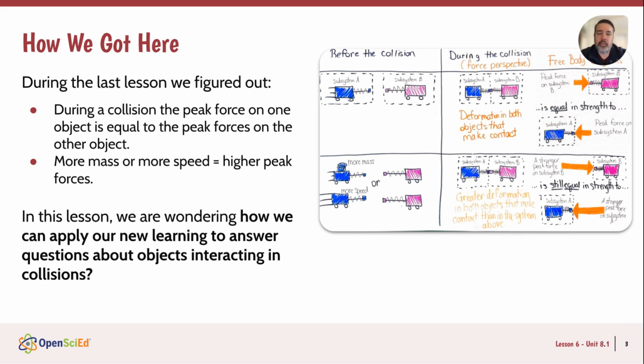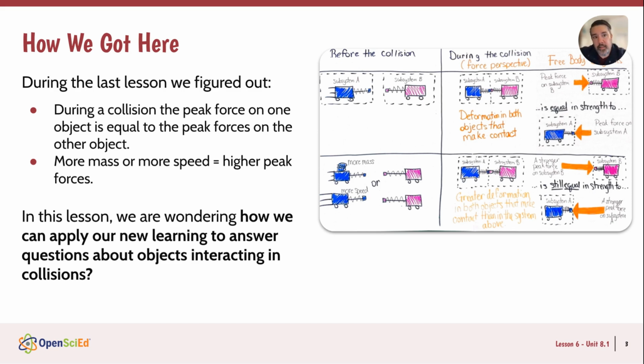All right, let's remind ourselves of how we got here. We are coming off of lesson 5, which was a pretty big lesson where we figured out some big science ideas. Particularly, we figured out that in a collision, however hard something pushes on something, the other thing pushes back equally. So those peak forces in a collision are equal to one another. We also figured out that there's a general relationship that more mass and more speed either one results in a higher peak force in a collision. We don't necessarily know the specifics of those relationships yet, but we know that if things are going faster, there's going to be higher peak forces.